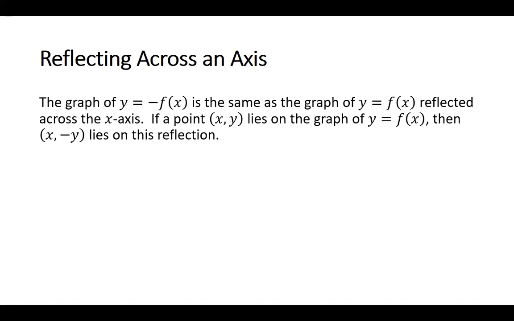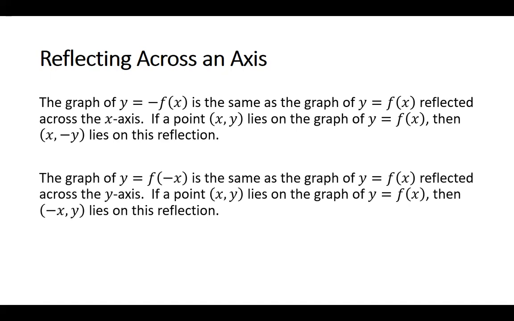And notice it's working on the output of the function as opposed to the input of the function. Whereas the graph of y equals f(-x) is the same as the graph of y equals f(x) reflected across the y-axis. If a point (x, y) lies on the graph of y equals f(x), then (-x, y) lies on this reflection. So now we're negating the input. So our output is going to act like we're on the other side of the y-axis. So it's going to negate our x values, or our inputs.